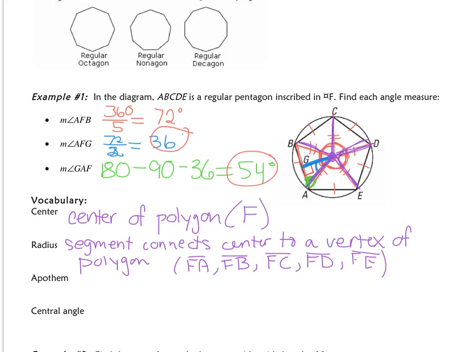Okay, the next word is probably something you've never heard before. It's an apothem, or some people call it an apothem. It just depends who you ask. And what that is, it's the height of the triangles in the polygon.